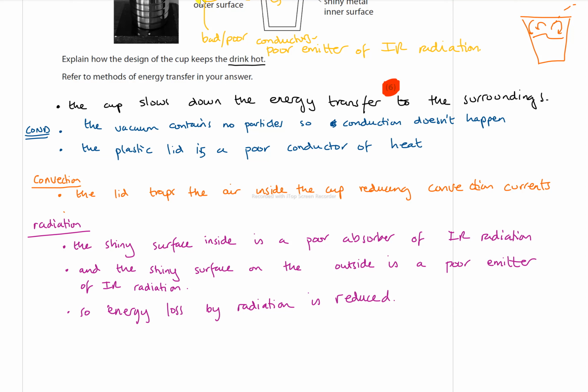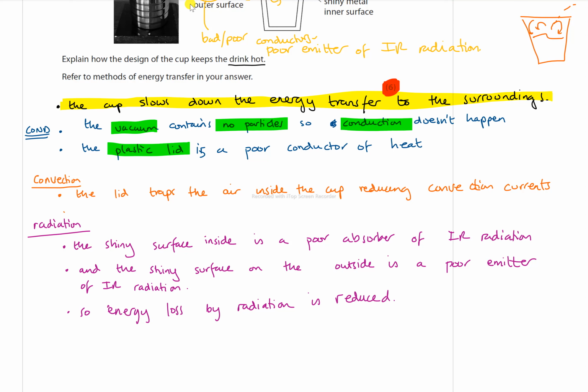Right, okay, so can you see how they've done that? So the first statement that they made was that the cup slows down the energy transfer to the surroundings. So that's how they've started it, right? Okay. Then they started saying, right, the vacuum contains no particles, so conduction doesn't happen. The plastic lid is a poor conductor, so energy loss is reduced. Let's try this one. The lid traps air inside the cup, reducing convection.